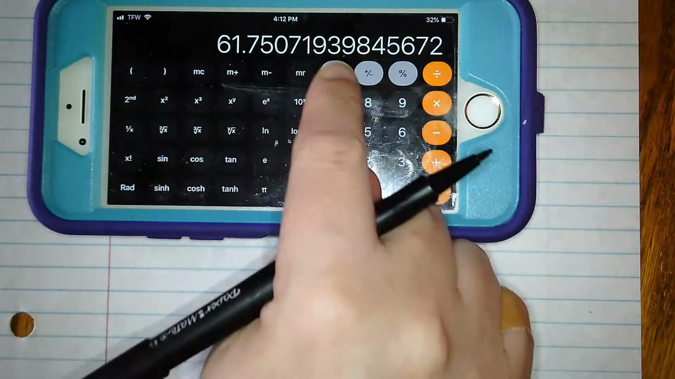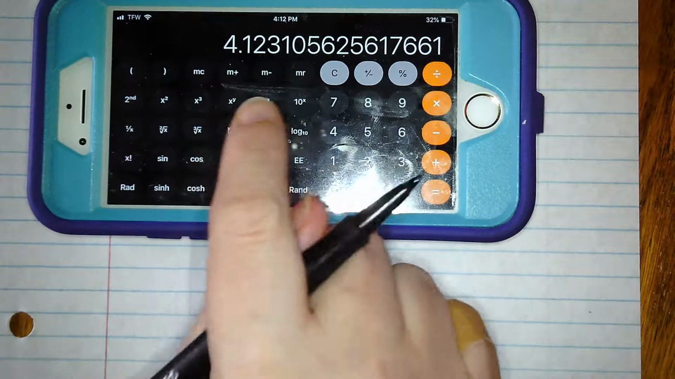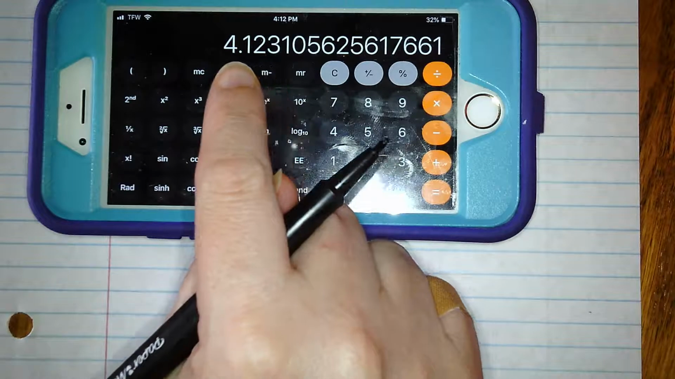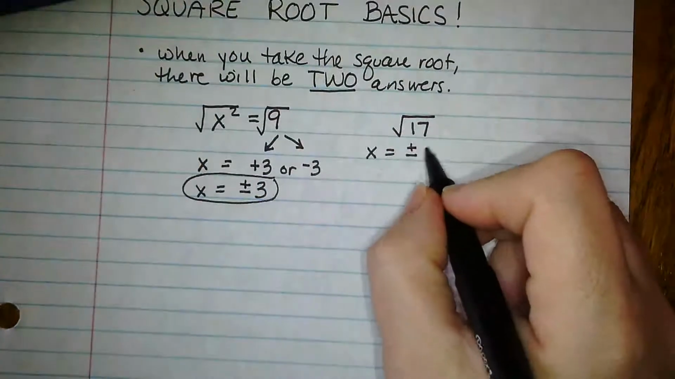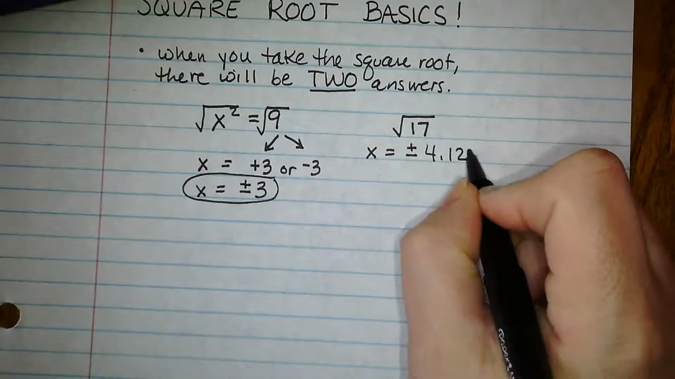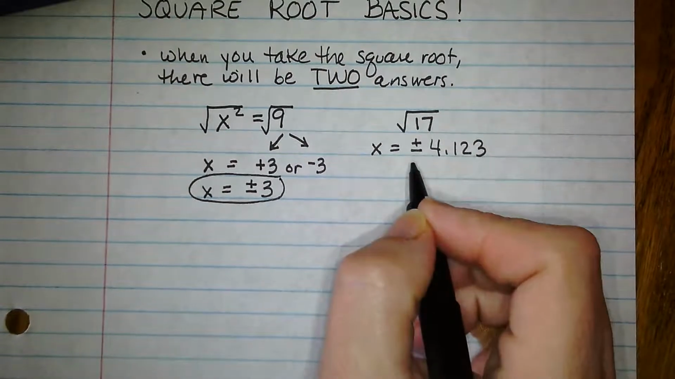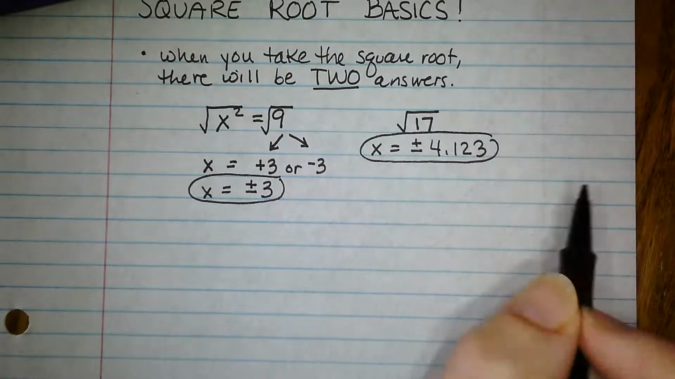Touchy little thing. There it is. And then so I would round this to 2 places, 3 places. I might do 4.123. But it's plus or minus 4.123. So make sure you have your plus or minus there because there will always be two answers. So that's the first piece about square root basics that you need to know.